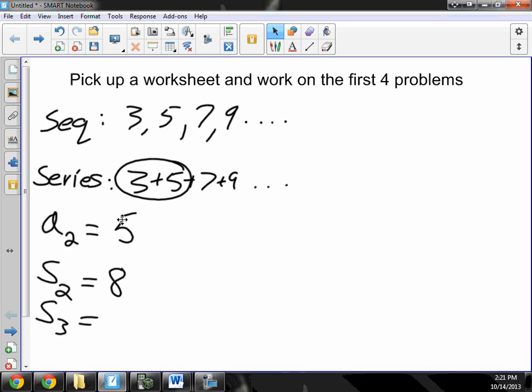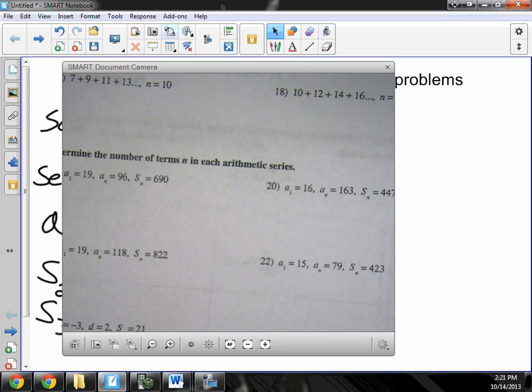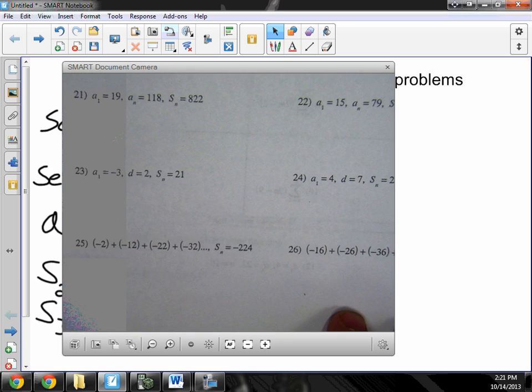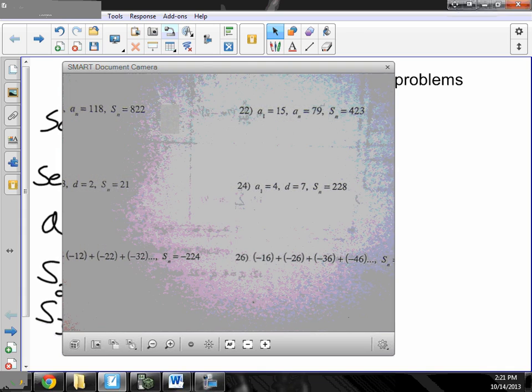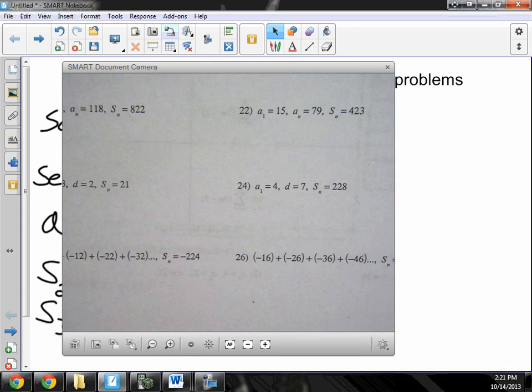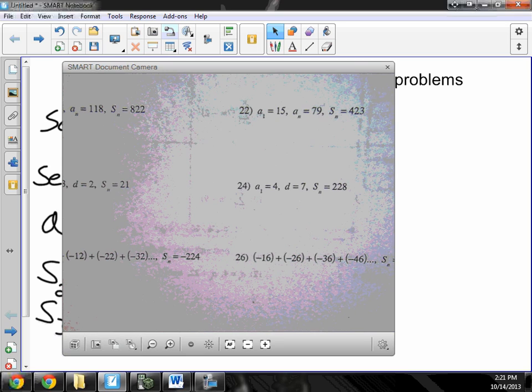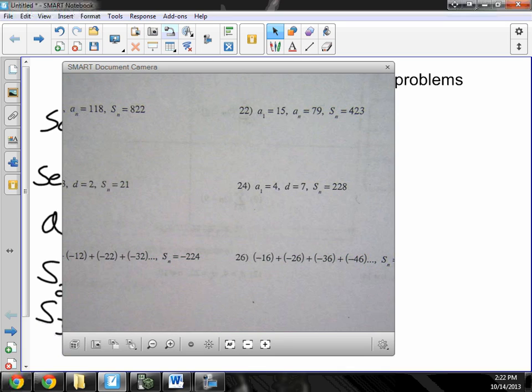Turn to the last page on the worksheet from yesterday, from Friday. Yes, this is Friday's work. It's called arithmetic series. They look the same. One says geometric, one says arithmetic. Okay, so let's look at number 22.